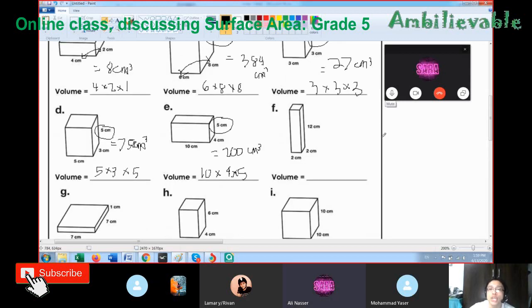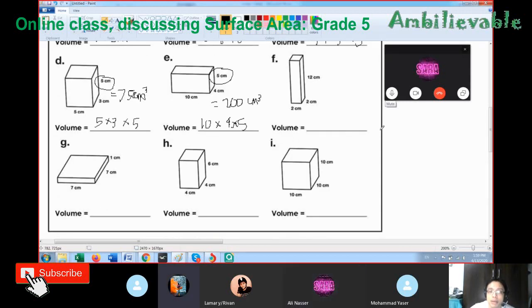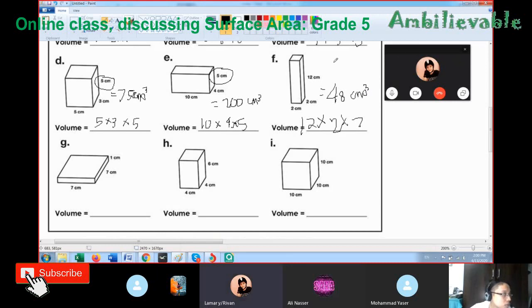Okay? Now letter F. Rivan, what would be the dimension of your solid figure, Rivan? We have 12 times 2 times 2. Okay, 12 times 2 times 2. So what would be your volume? 48. 48 what? 48 centimeters cubic. Very good. What is the height of your solid figure? 12. Perfect.